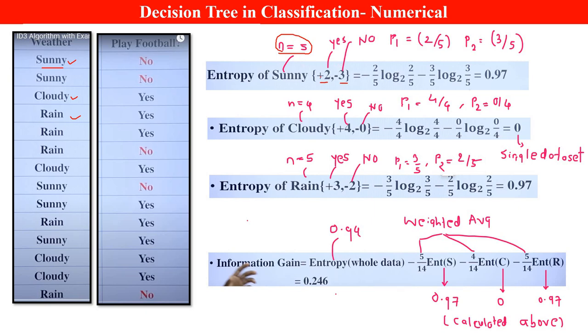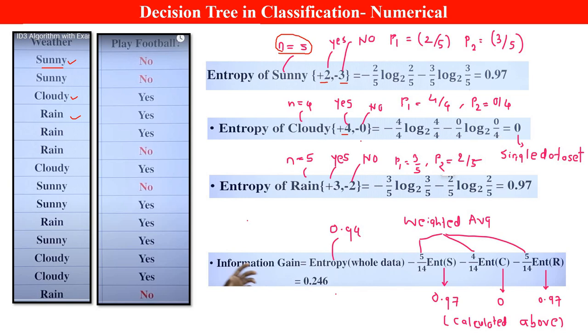So total count is 5. So probability of yes is 2 by 5, and probability of no is 3 by 5. Okay, you have to just take the value of yes divided by the total number of occurrences of that particular child data set. So sunny is coming 5 times, yes is 2, so 2 by 5, no is 3 times, so 3 by 5. Okay, and then we have to apply the same formula. Cloudy is coming 4 times in the column, yes is 4 times and no is 0 times. So the probability of yes is 4 by 4, because cloudy is 4 times, yes is 4 times, and probability of no is 0 by 4.